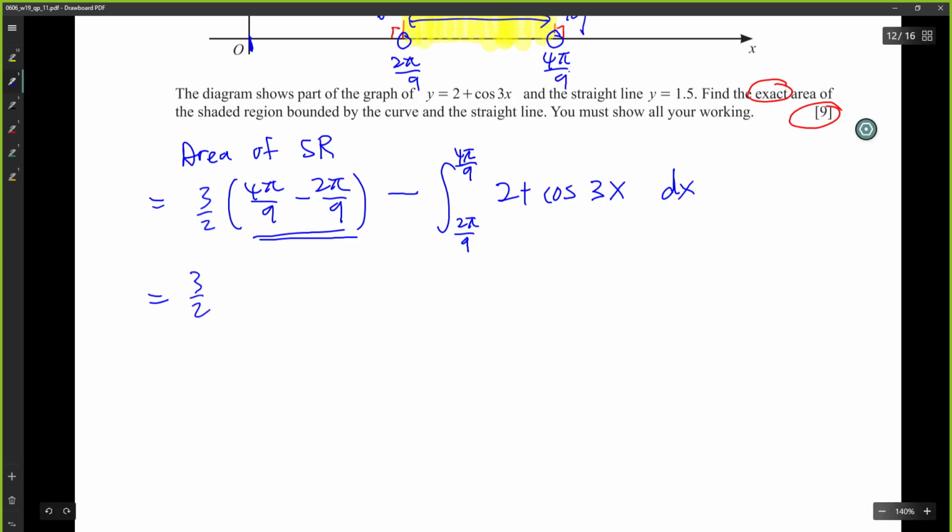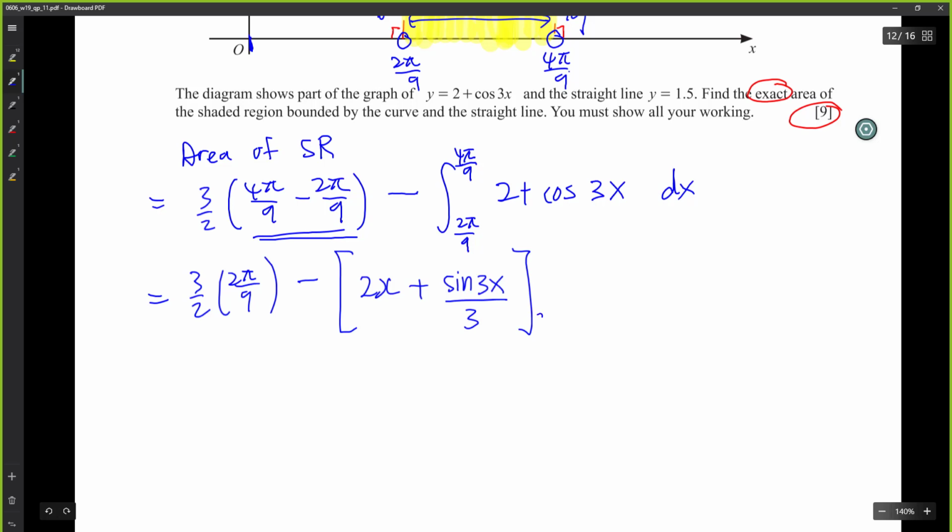So 3 over 2 multiply 2 pi over 9. And then minus, later we can simplify 3 and 2. I know you want to simplify, yeah, we will simplify it later. So this one will give me 2x. When I integrate cos 3x, this is not differentiate, it's integrate. Integrate cos gives me a positive sine. So I will have sine 3x over 3.